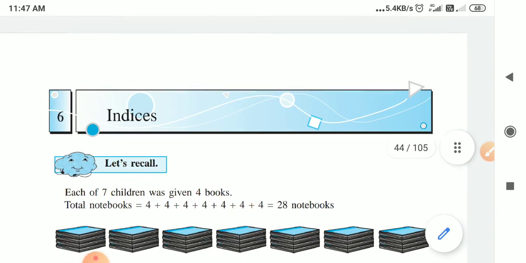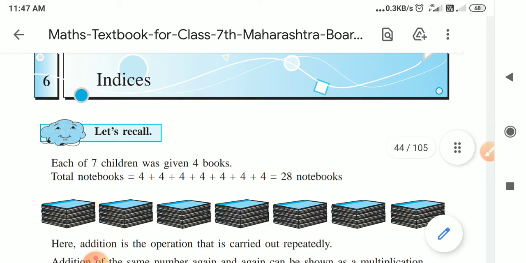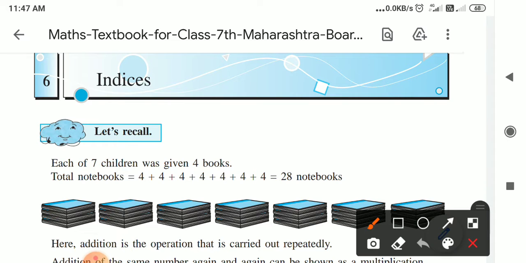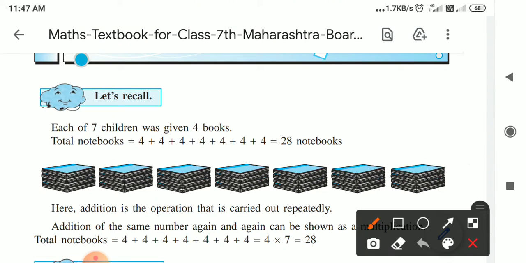Lesson number 6, indices. Today we are starting the new lesson, that is the indices. So before starting the lesson we will see the let's recall activity which is given in your textbook. From childhood, when you are in the first standard, second standard, at that time you are doing 4 plus 4 plus 4 plus 4.